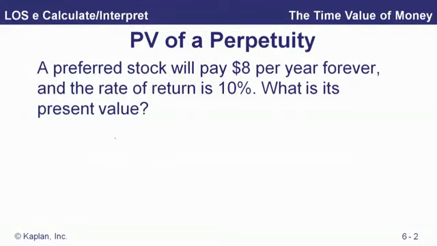So here we have a preferred stock that will pay 8% a year forever. And our required rate of return here, our discount rate, is 10%. What is the present value? Well, clearly we can't use our regular tools here and take the present value of an infinite number of terms. So we have to rely on our calculus of convergent series.